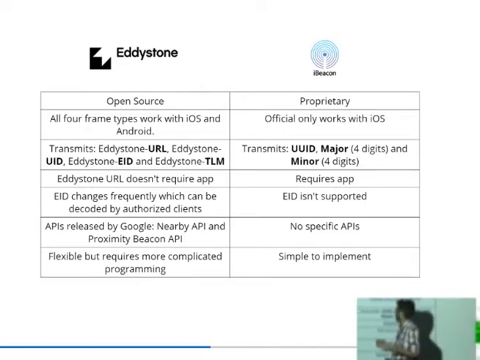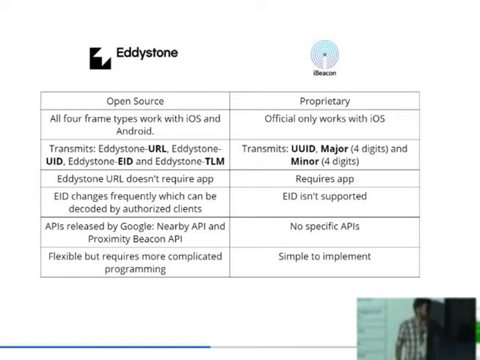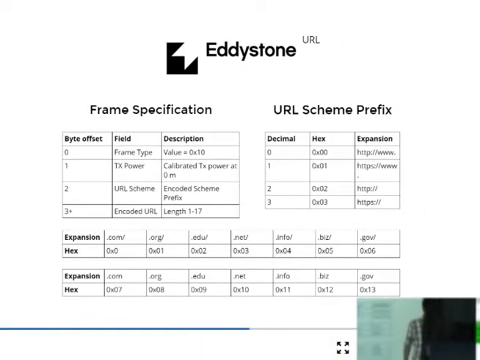It has more options. With Eddystone URL, you don't even need an app. You just need a native Android phone with Nearby enabled. And then there are other things as well, because they have Nearby and Proximity Beacon APIs and now Awareness APIs. You can even write your own code. You can even modify things. So this clearly gives the edge to Eddystone.